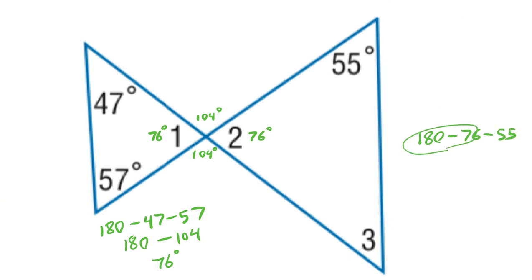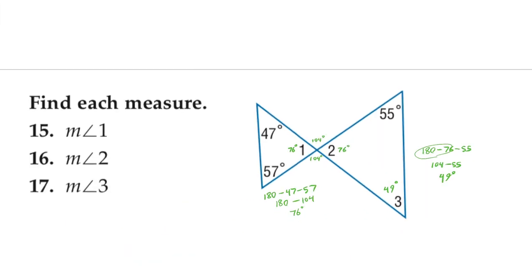This time I'm going to combine these. So I'm going to go, that's 104 minus 55. So that's 49 degrees, I think. So that's 49 degrees. And then we go over here, we just fill in the numbers they were asking for. So, right, 76 degrees, 76 degrees, 49 degrees.